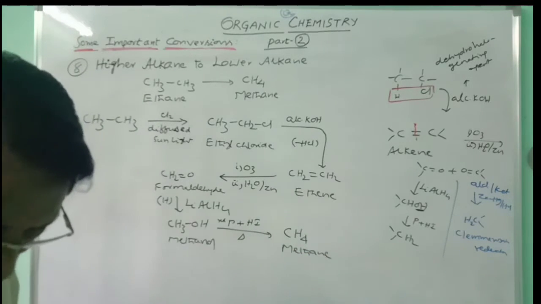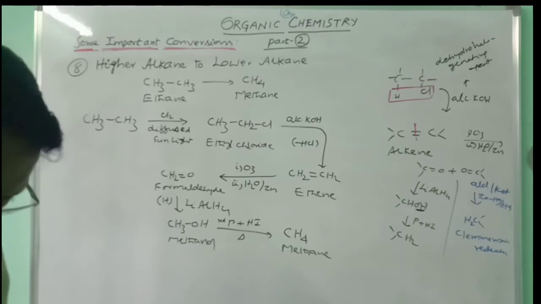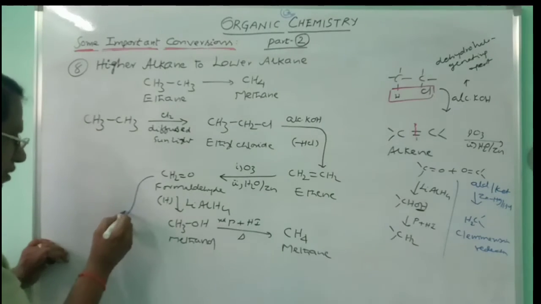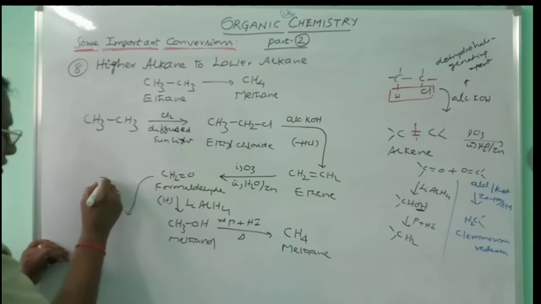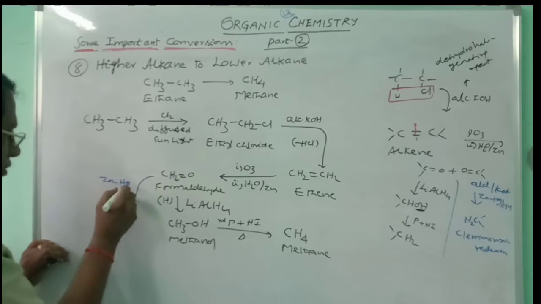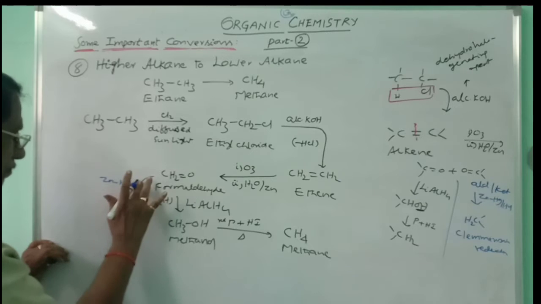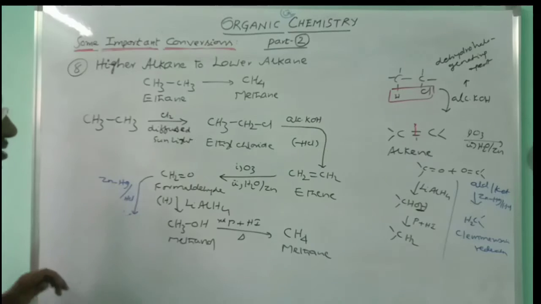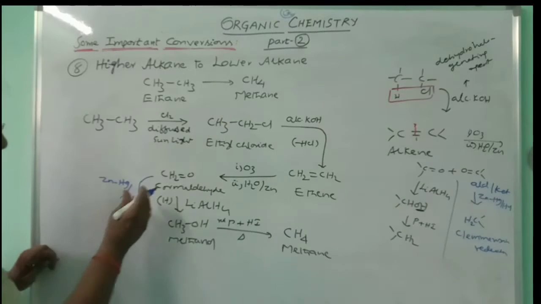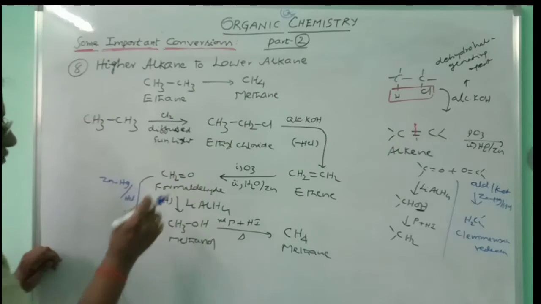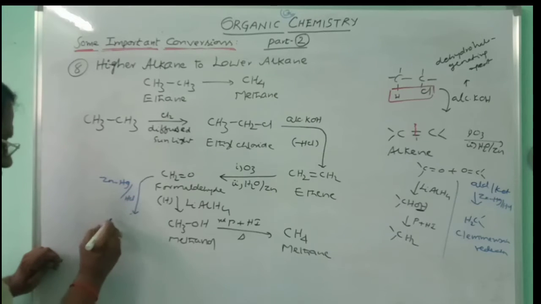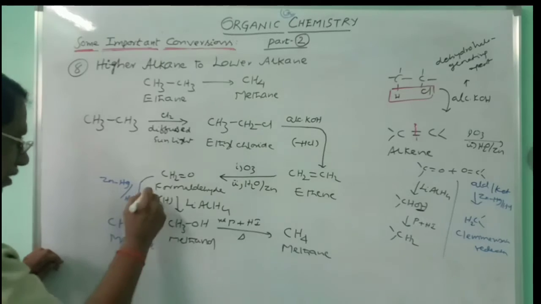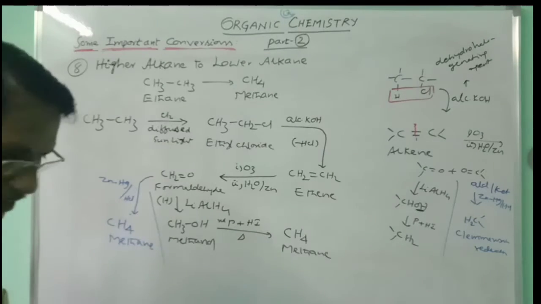Or you can also apply one more method. This aldehyde will be treated with zinc amalgam and HCl. This is what you call Clemmensen's reduction. And thereby O will be replaced by two hydrogens. So it will be converted into CH4, methane. Either way, you can adapt.